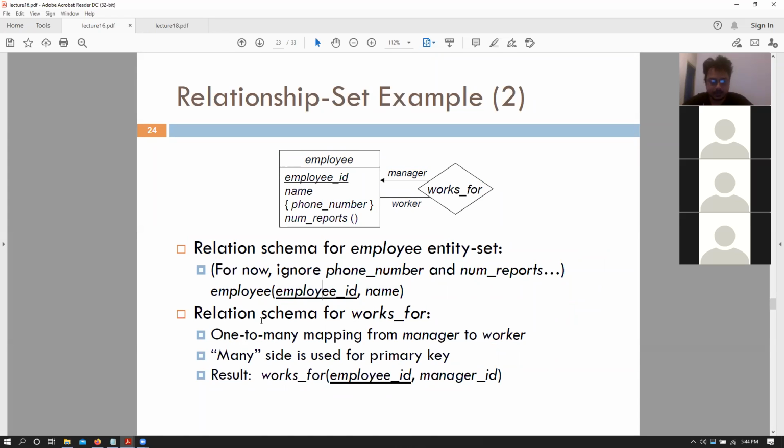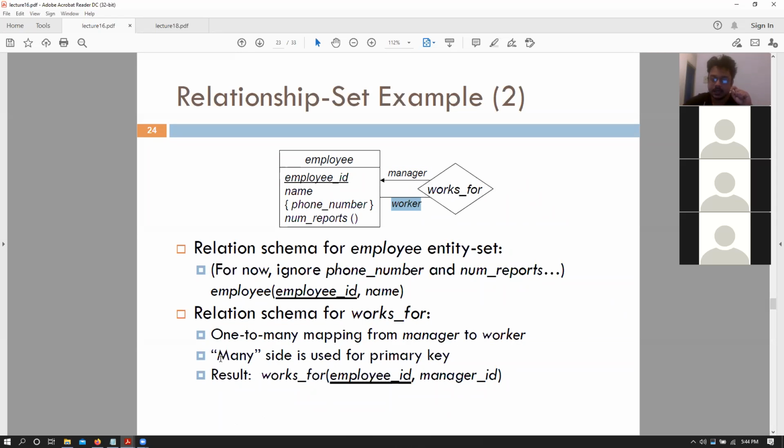And since this is a many to one or one to many relationship, depending upon what you want to look into it, it's a one to many relationship between manager and worker. So worker ID would be the primary key for that particular relationship, right?